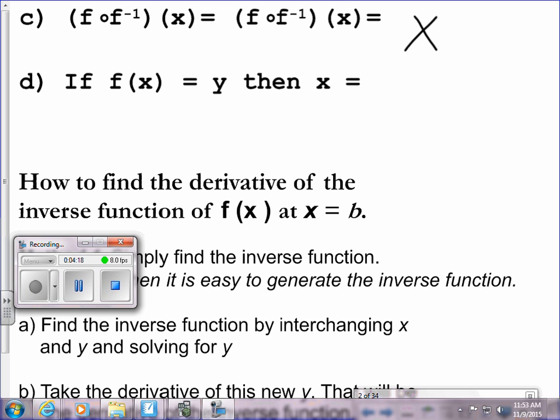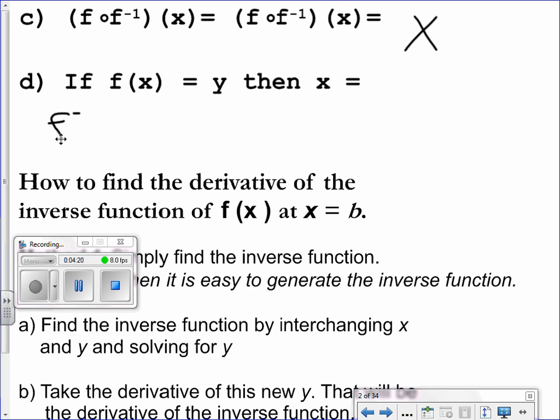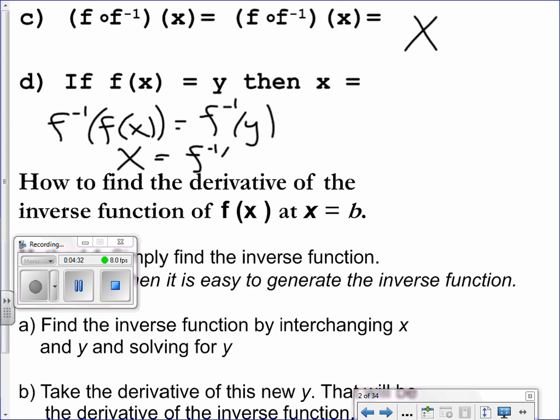Do you see that? So if I take the inverse of both sides, what is the left side going to be? Just x. Have you ever seen that before? I know you have, but I don't know if it was pointed out to you.